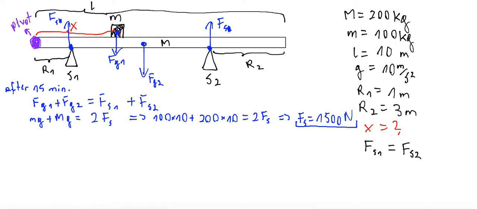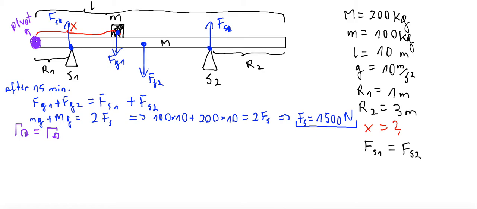Okay, so we know that this object doesn't rotate. This rod with mass doesn't rotate, which means that all forces are balanced. What does it mean? It means that the torque with a clockwise effect must be balanced by the torque with a counterclockwise effect. How can we write this?